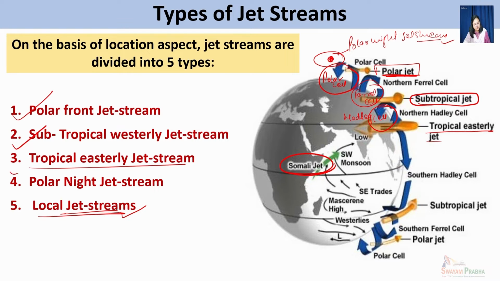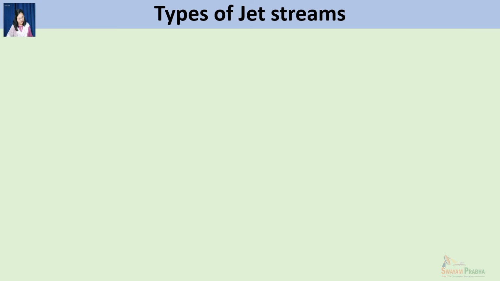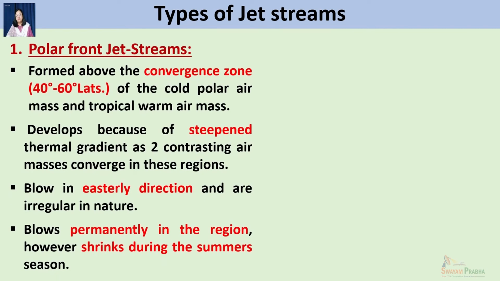So most of the jet streams are found along the boundary zones of the tricellular meridional circulation between the polar cell, Ferrel cell and Hadley cell, as we have discussed in the earlier class. So now let's see in detail what all these different types of jet streams are. Now, the first type of jet stream is the polar front jet stream.